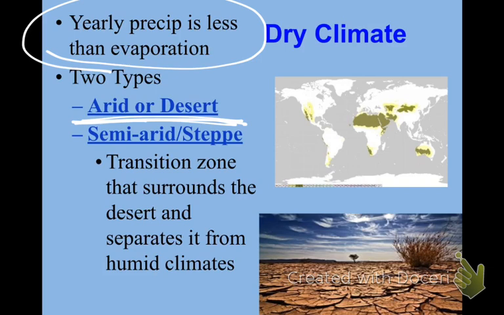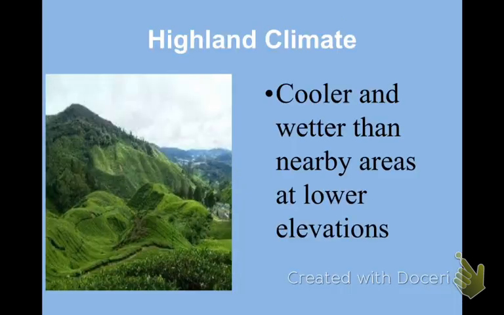But basically all you need to know is dry climate is an arid region, which is the same thing as a desert, and the precipitation is less than the evaporation. So that's your dry climate.